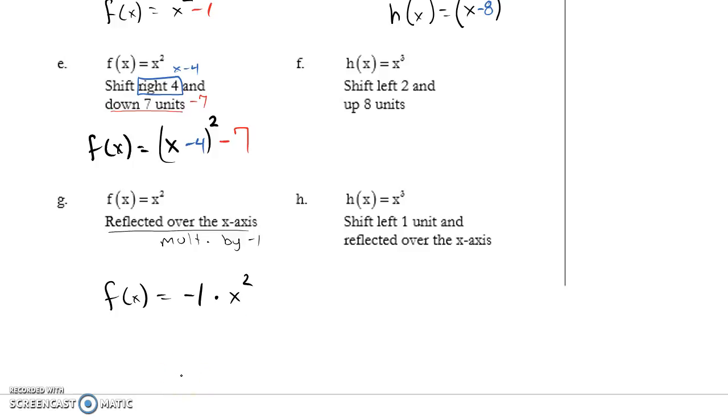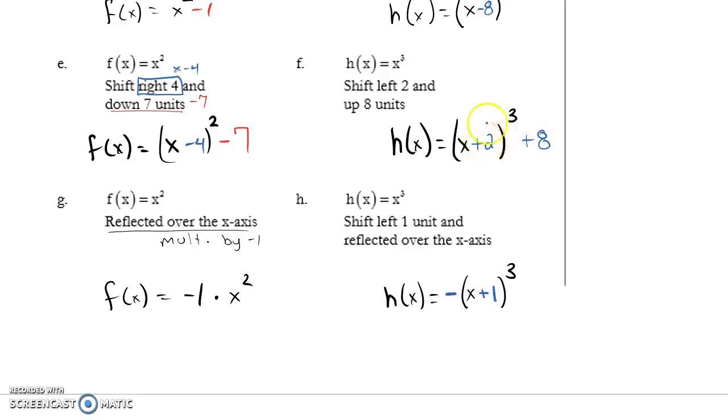See if you can do part F and part H. Both are combinations. Be careful with part H. It's a reflection and a shift to the left. Pause, try them, and then unpause. So for part F, I add 2 to x because of the left 2, and I add 8 outside of the parentheses after the exponent because of the up 8. And for part H, I have a negative in front. I could have a negative in front or negative 1 times. Either one would be okay. So I could have this, but I need the plus 1 to x inside parentheses.